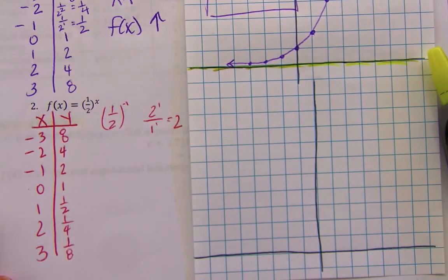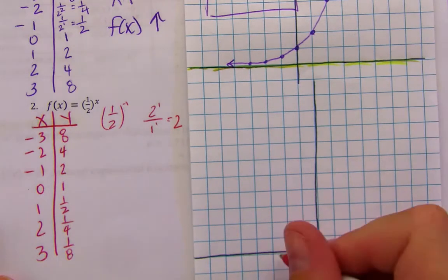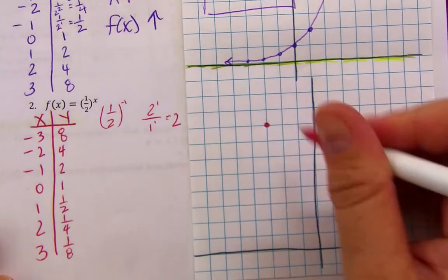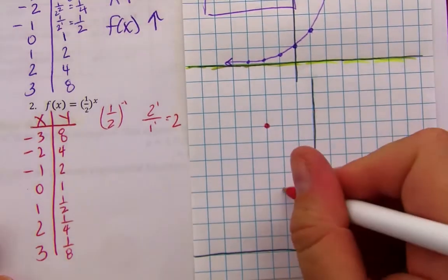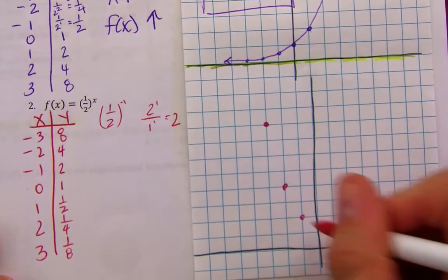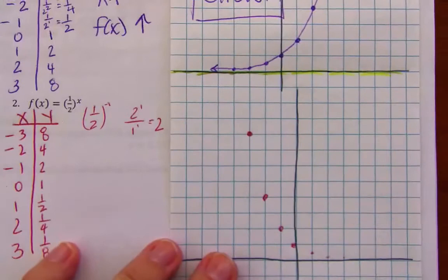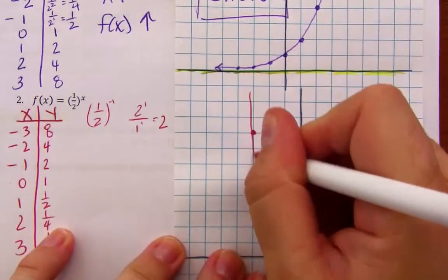Now we can go ahead and plot those points now that we have them. -3 was 8. -2 was 4. -1 was 2. Then 1, 1/2, 1/4, 1/8. And again, we end up with this horizontal asymptote.